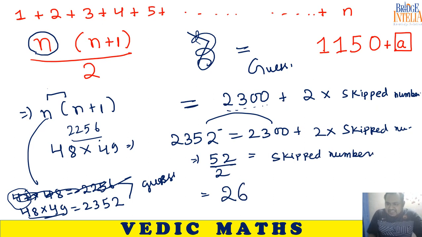So basically you have guessed the correct answer. Guessing does not mean that we have found out any random answer. You have narrowed down to the correct answer. That is what is meant by guessing here.